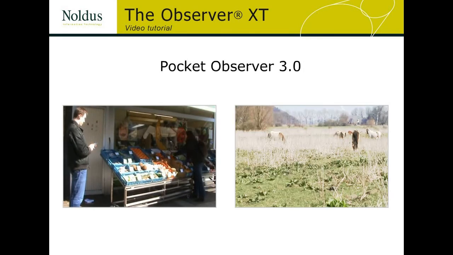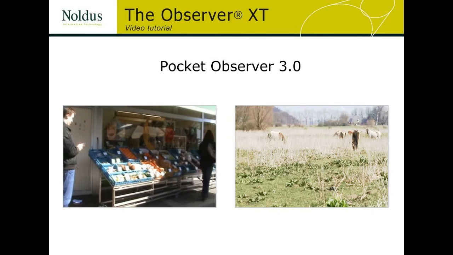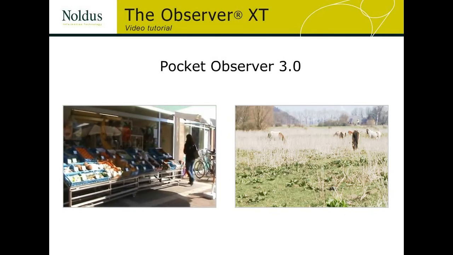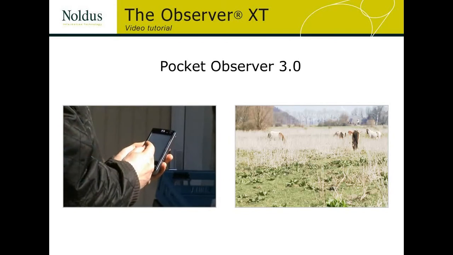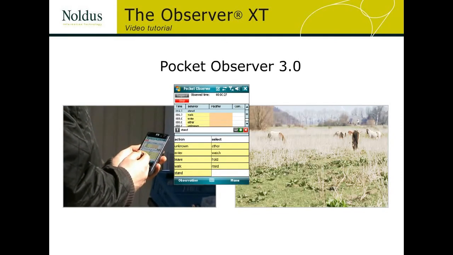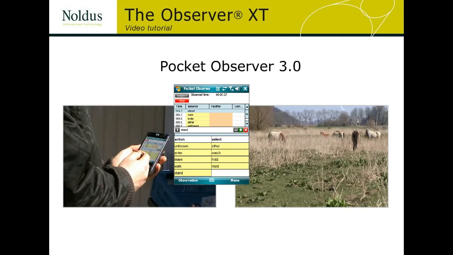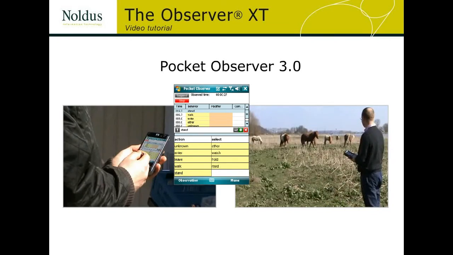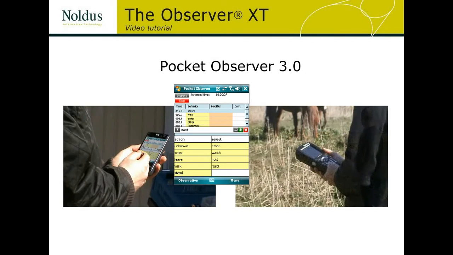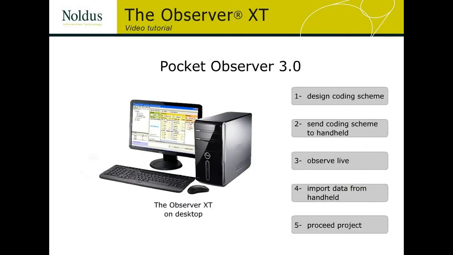Imagine customers choosing products from shelves, and you need to follow them around to code their selection behavior. In situations where you need to be mobile, you can score behaviors with Pocket Observer, our observational software for handheld computers. When working outside, you may prefer a rugged handheld computer. This is the workflow for mobile observations.